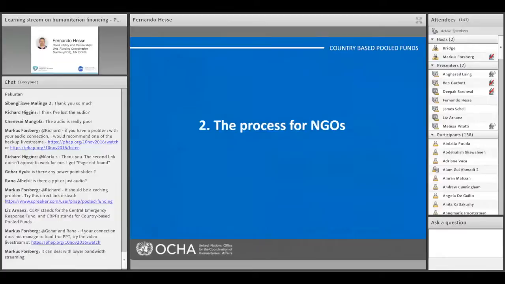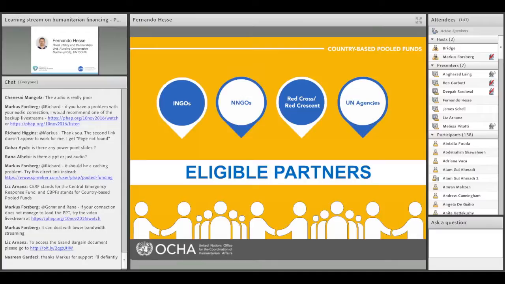So now we come to the process for NGOs. That was a brief introduction to country-based pooled funds. Which organizations are eligible to apply for country-based pooled funds? You may see it's all national and international NGOs, as well as the Red Cross and Red Crescent Movement and UN agencies.